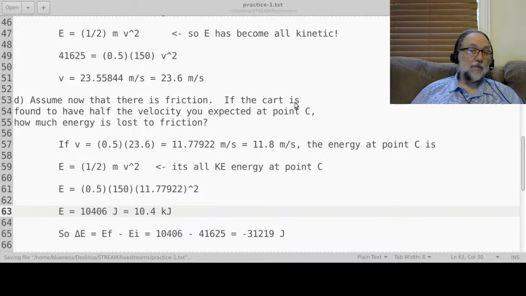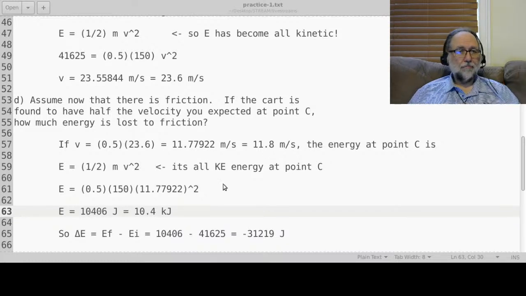Energy numbers can get pretty big. A joule is not that big. I don't know what the conversion is between food calories and kilojoules, but they're pretty close. So there's a lot of energy in food. Anyhow, there's the energy, and now you say, well, how much was lost to friction?